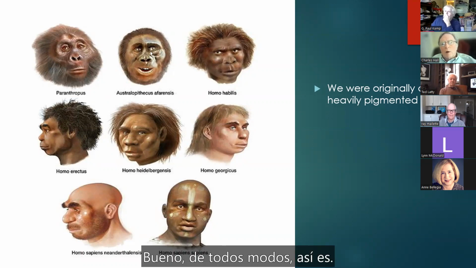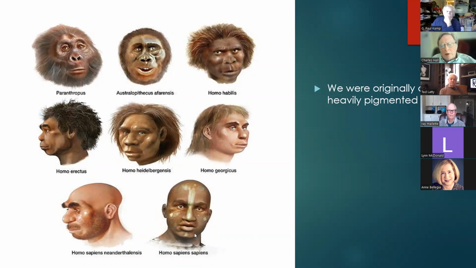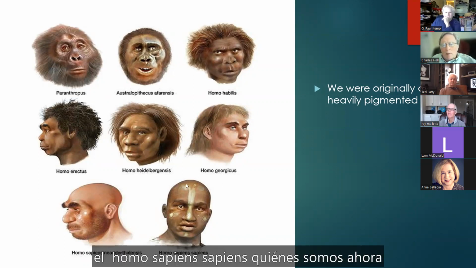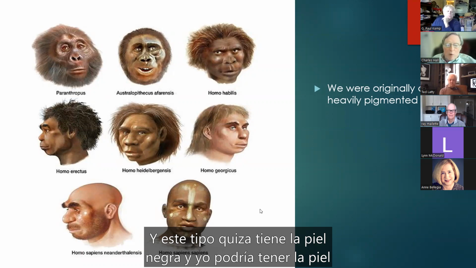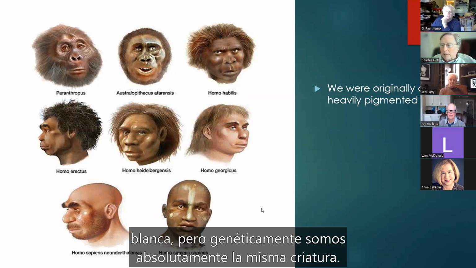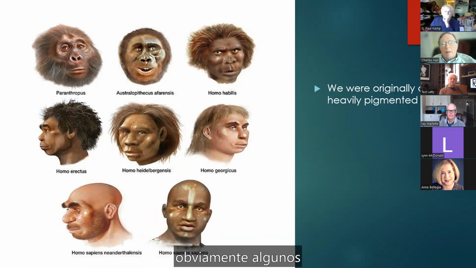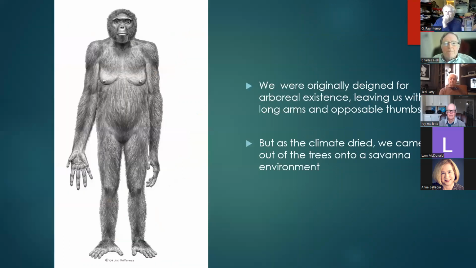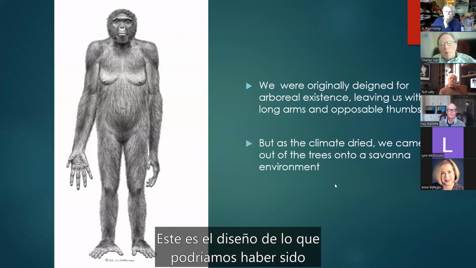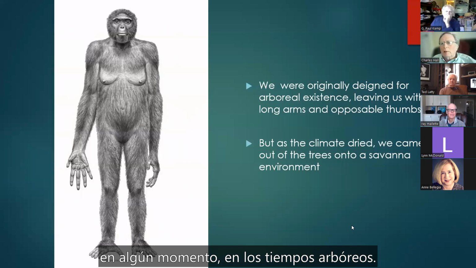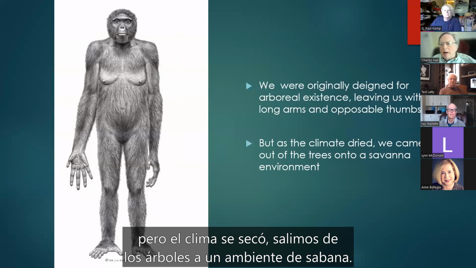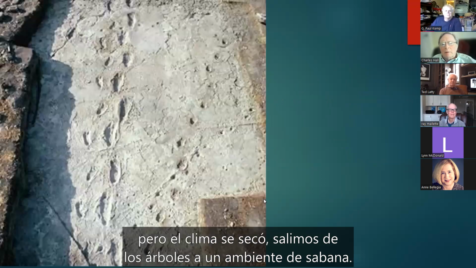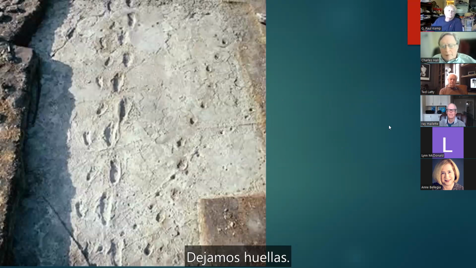Well, anyway, so all of these evolutionary pressures operated to make, here we are down in the bottom, Homo sapiens sapiens, who we are now, and this fella might have black skin and I might have white skin, but we are absolutely genetically the same critter. Obviously, a few genes different, but so here's what we might have been at one time, designed for arboreal existence. But the climate dried, we came out of the trees onto a savanna environment, and we left footprints.